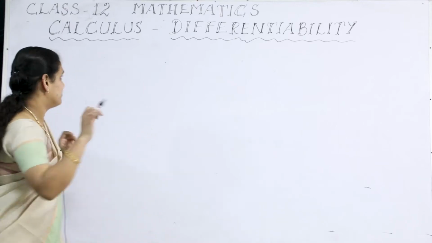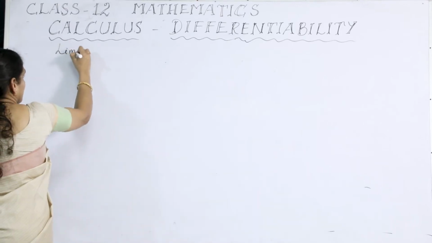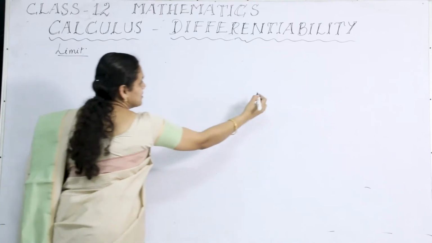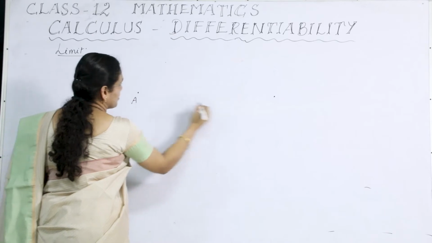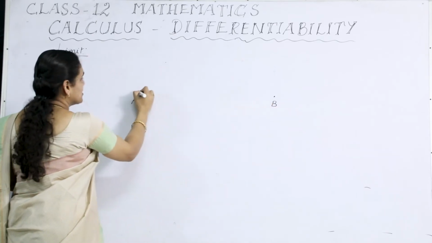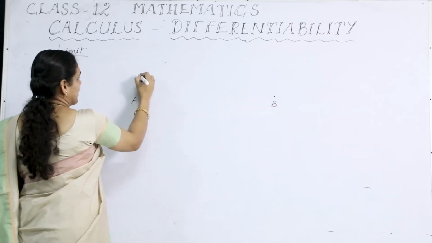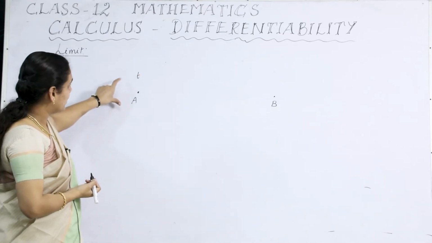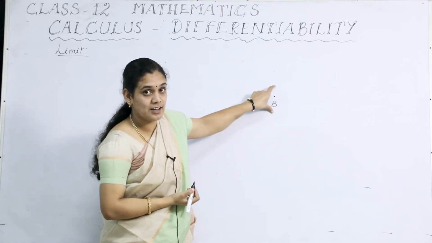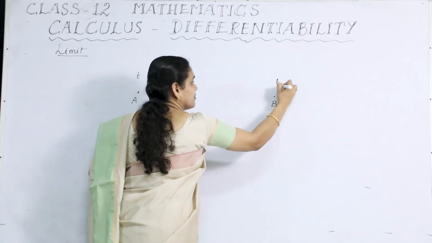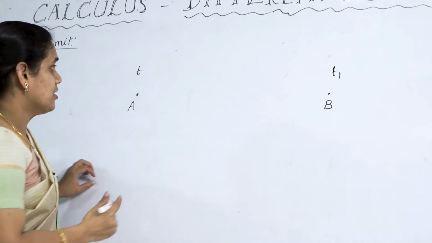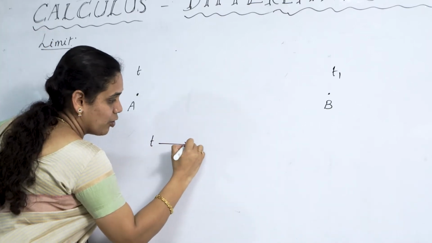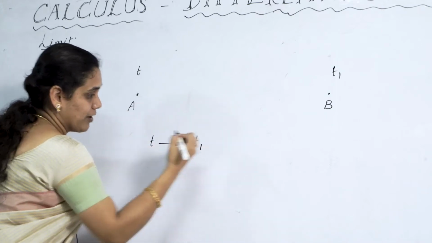Okay, what is a limit? Suppose there are 2 points A and B. A car starts at this point at time t. It can reach this place at t1. So the t is moving towards, approaching or tending towards this t1, isn't it?